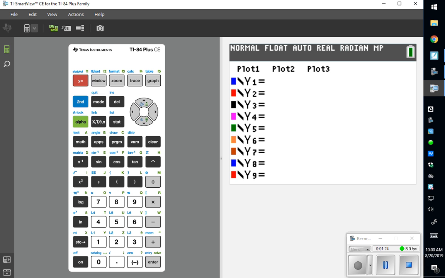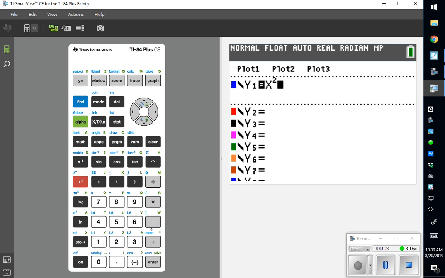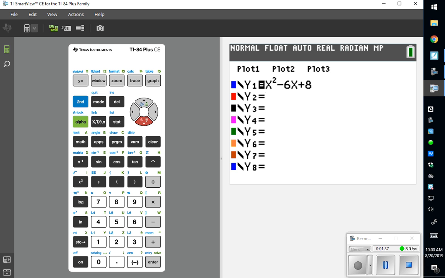The first one was y equals x squared minus 6x plus 8. And the second one was y equals 1/3 x minus 1.